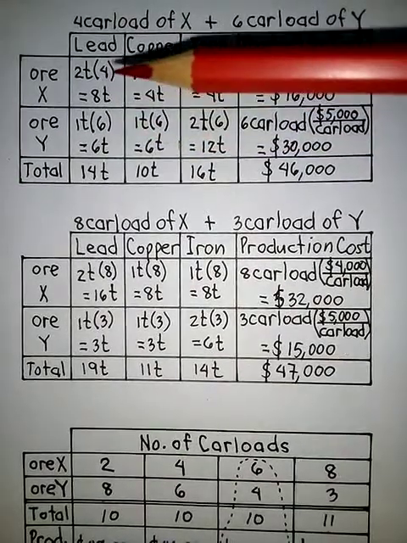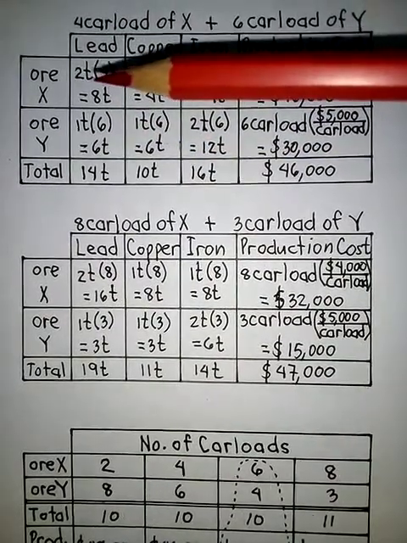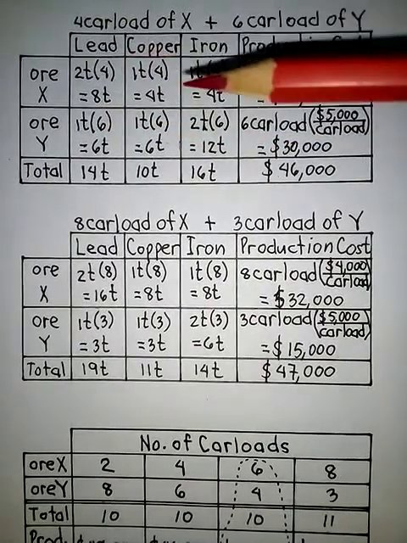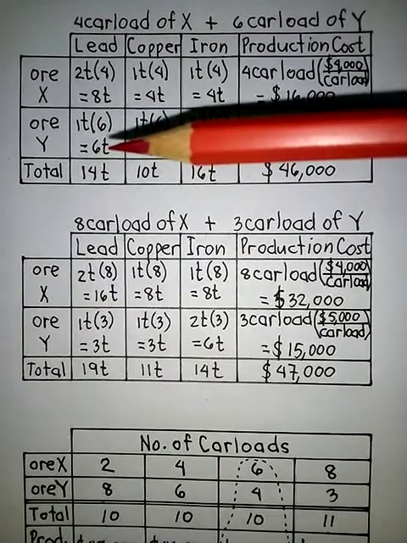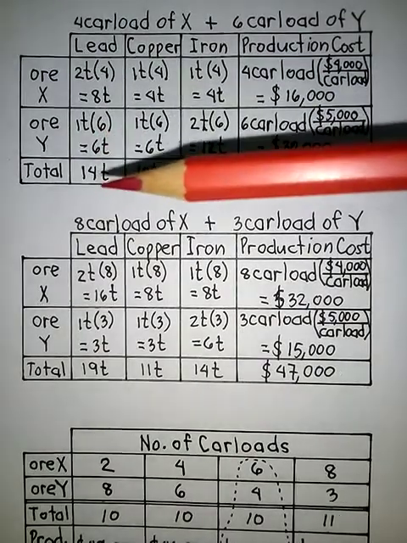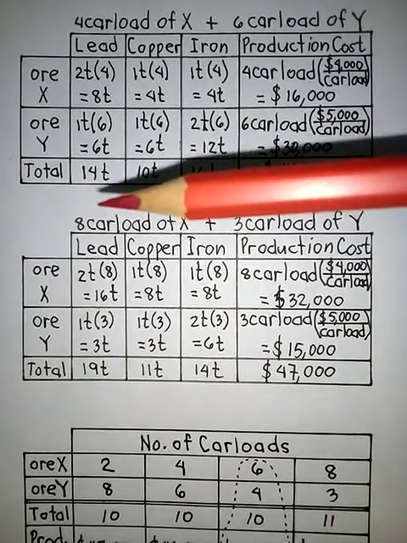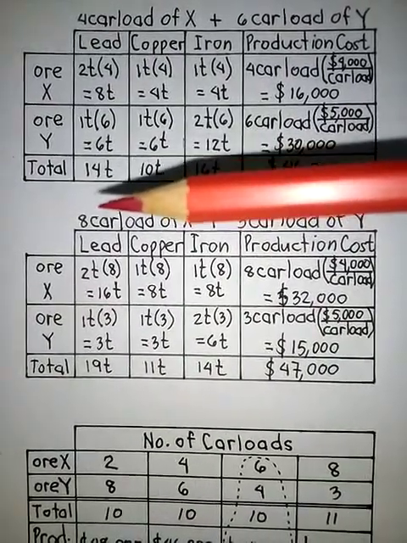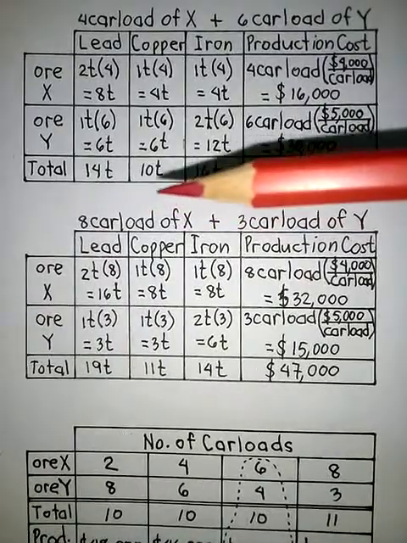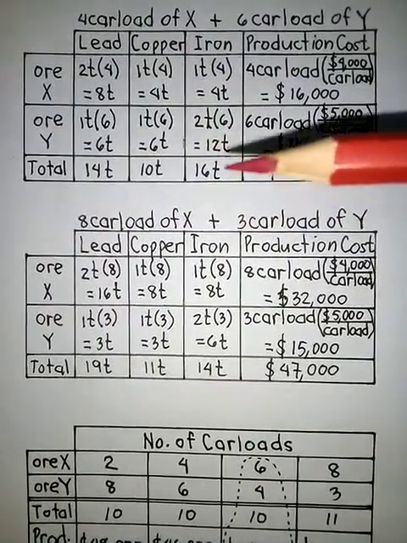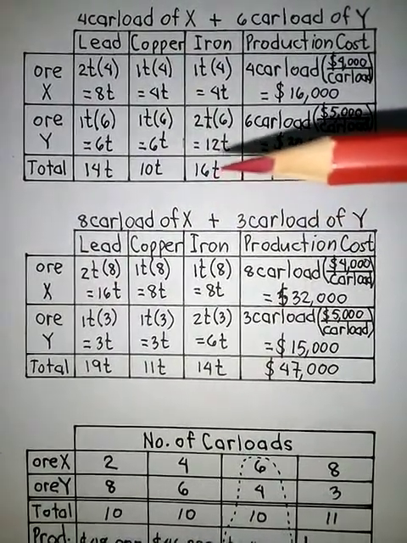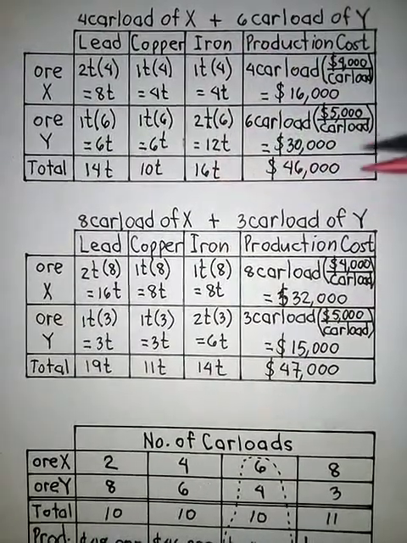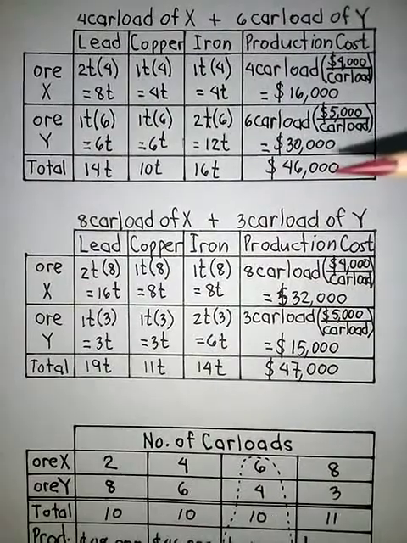So 4 carloads multiplied by 2T of lead is equal to 8T, and then 6 carloads for ore Y multiplied by 1 ton is equal to 14 tons. So this is acceptable since our client only needs 12 tons. And then this is also acceptable since this is equal to the 14 tons required by our client. And the total production cost is $46,000.